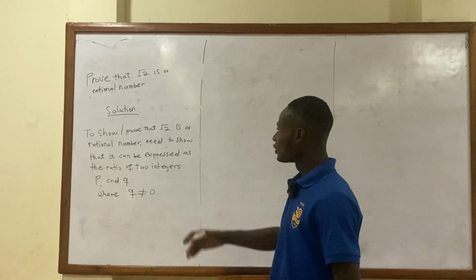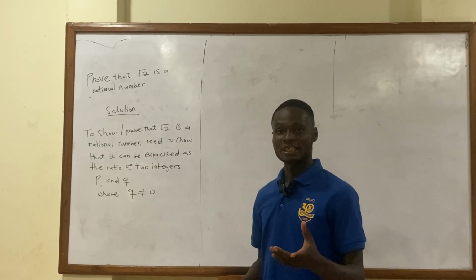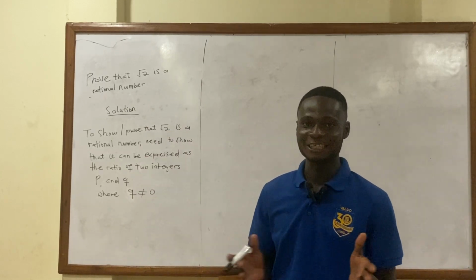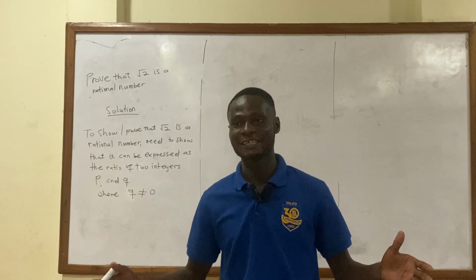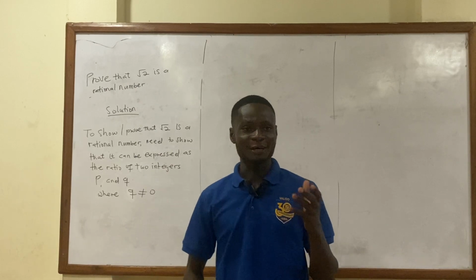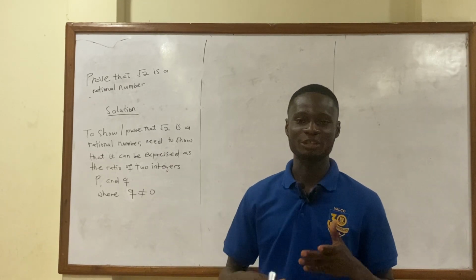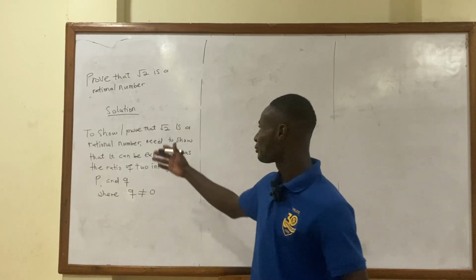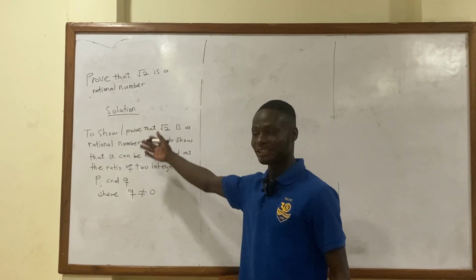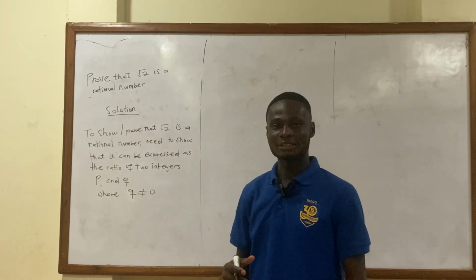All right. So today we want to look at how to prove that root 2 is a rational number. You already know that root 2 is an irrational number, right? But we want to use this course, abstract algebra, a course that can prove that 1 plus 1 is equal to 3. So it's not strange that we want to prove that root 2 is a rational number.